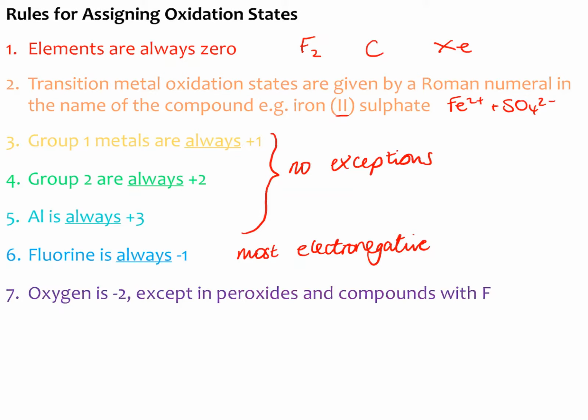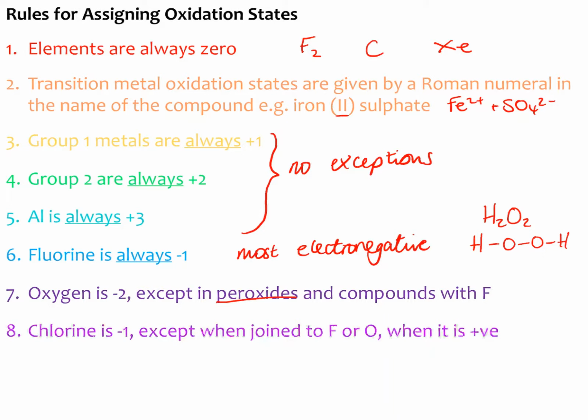Rule number 7 is that oxygen is normally -2, but we do have a couple of exceptions. If oxygen is present in a peroxide, for example hydrogen peroxide, H2O2, which has the structure shown on screen, then oxygen won't be -2. And also, if oxygen is in a compound with fluorine, it won't be -2 either.